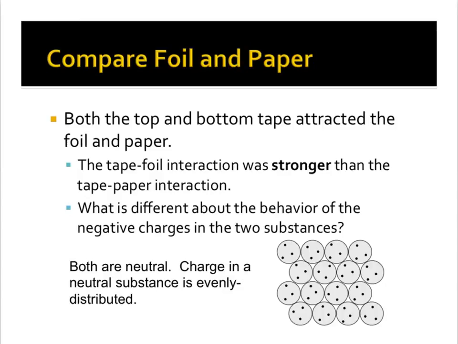Let's look at what happens with the foil and the paper. Both the foil and the paper were attracted to the top and the bottom. Since they were attracted to both of these and not repelled by any of them, they must be neutral. The tape and foil interaction was much stronger than the tape and the paper, and there's a difference because one is a conductor and one is not.